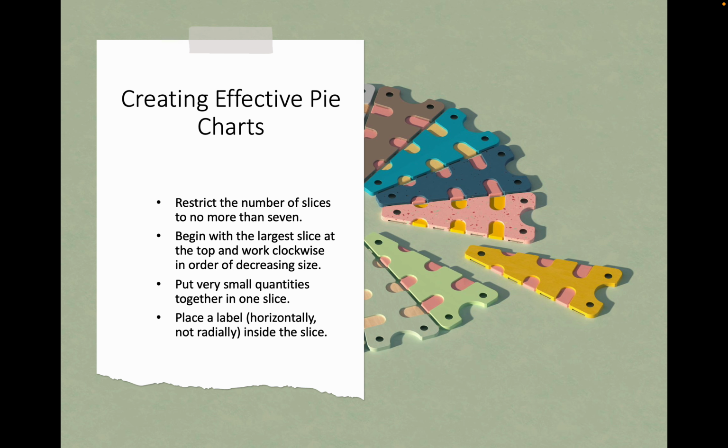Now let's talk about pie charts. If you have more than 7 slices of a pie chart, that's probably too much information. So maybe pick something other than a pie chart.